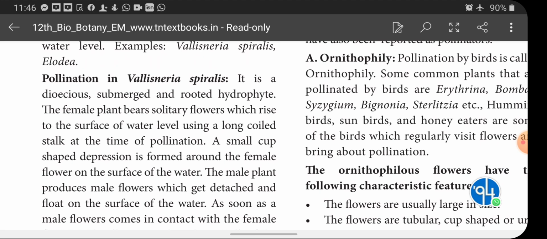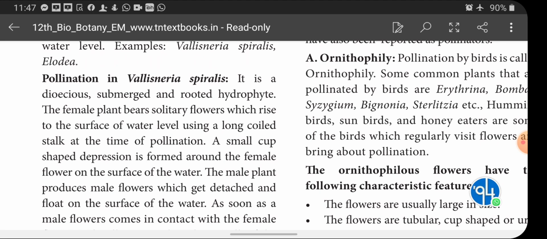A small cup-shaped depression is formed around the female flower on the surface of the water. The male plant produces male flowers which get detached and float on the surface of the water. Okay, the female flower alone comes on the surface of the water. What about the male plant? The male plant produces male flowers which get detached and float on the surface of the water.